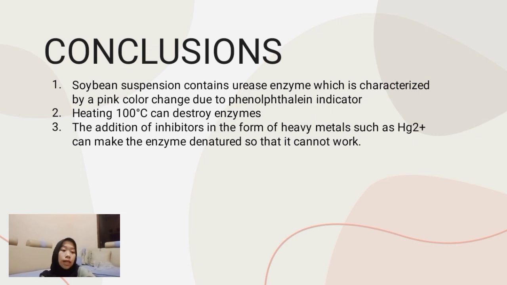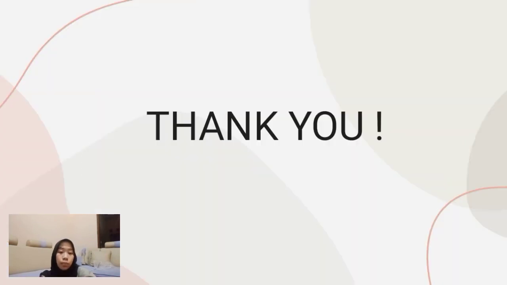The conclusion of this experiment is that the soybean suspension contains urease enzyme because the phenolphthalein indicator shows a pink color. The performance of the urease enzyme from the soybean suspension can be inhibited by heating at 100 Celsius and by an inhibitor in the form of heavy metals such as Ag2+, Pb2+, which cause the enzyme to denature. So that's my presentation.